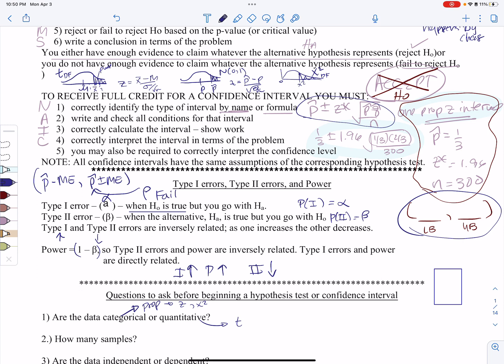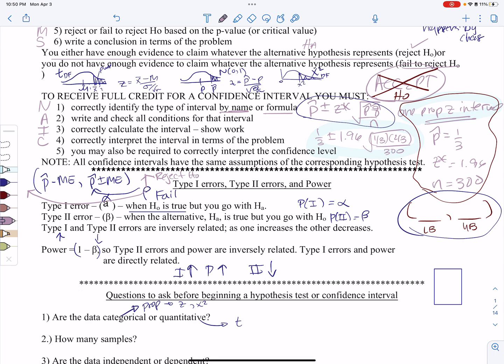But if p is on either side, if p is above or below the interval, that would correlate to a low p-value because it's new evidence. I have new evidence, and this would be a reject. I do have evidence. All right.